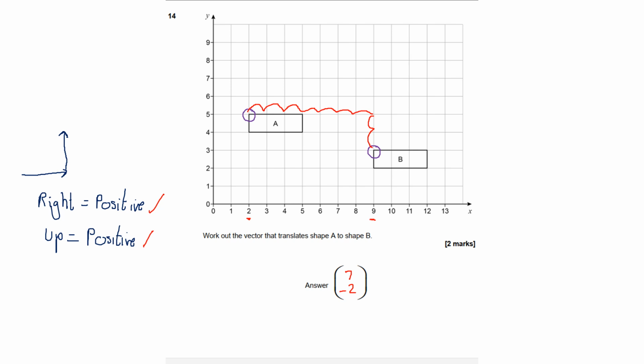Well, if we have a look at ours, just to recap, we've gone to the right positive, so that's positive 7, and we've gone down 2, but that means it's negative, so it's negative 2. Okay, let's get on to the next question.